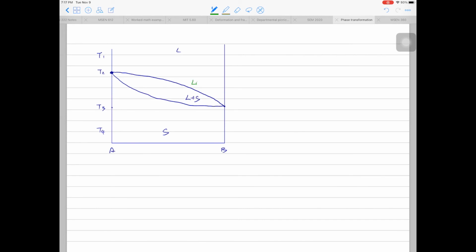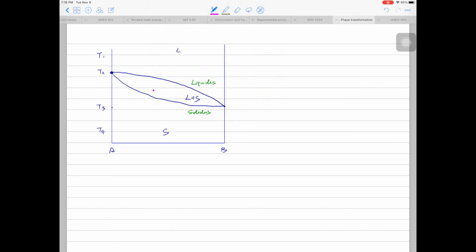There are two important lines here. The first one is called the liquidus line. Above the liquidus line, everything will be liquid. The second is the solidus line. Below the solidus line, everything will be solid. In between, that's liquid plus solid.